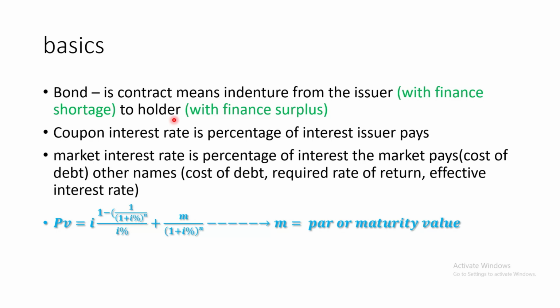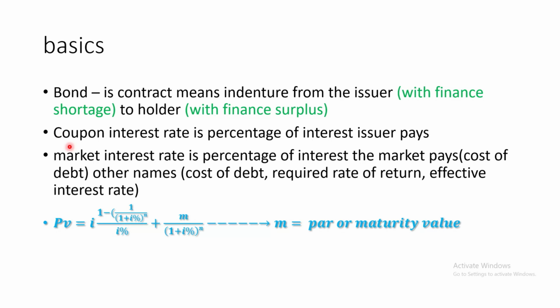So the bondholder should have surplus finance. This surplus finance goes from the holder to the issuer with a contract using a bond, and on the bond there is something called an indenture. An indenture is a rule and an agreement written on the bond itself. So to summarize, a bond is a contract which has its own indenture, sold from the issuer to the holder.